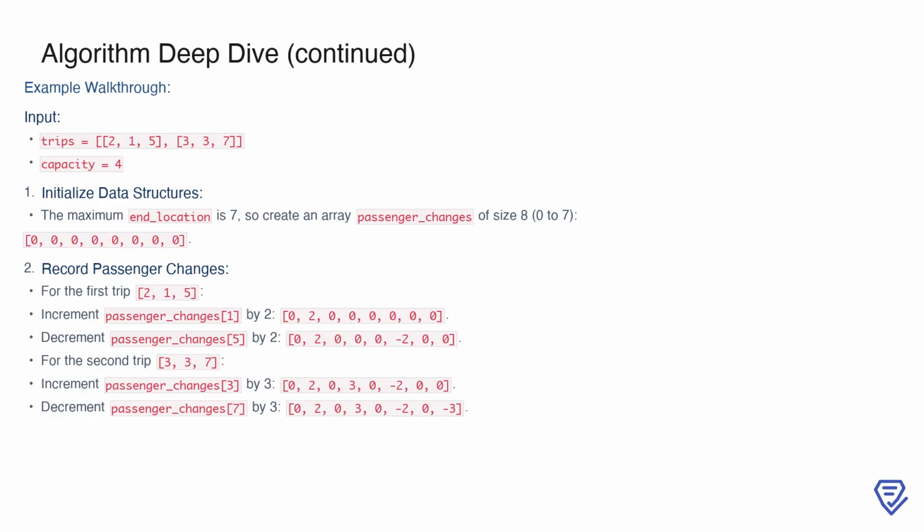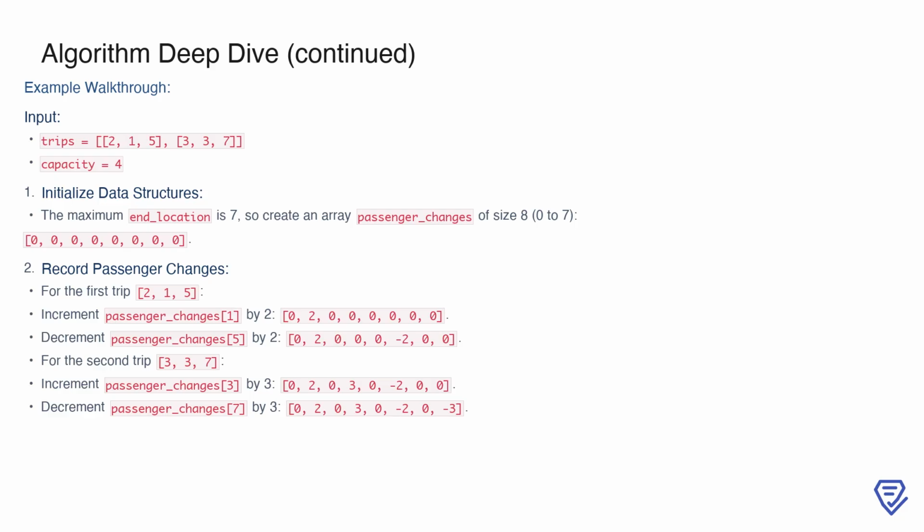Let's illustrate the process with an example. Suppose the input trips are [2, 1, 5], [3, 3, 7], and the capacity is 4. First, we determine the maximum end location, which is 7, and initialize the passenger_changes array with zeros, making it of size 8. For the trip [2, 1, 5], passengers board at stop 1, so we increment passenger_changes[1] by 2. They disembark at stop 5, so we decrement passenger_changes[5] by 2.